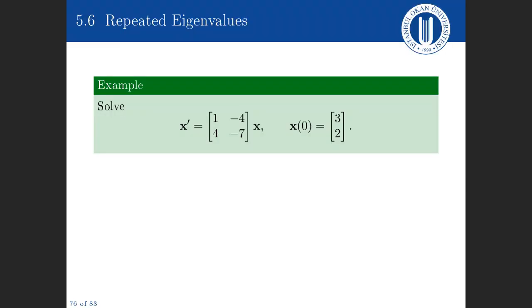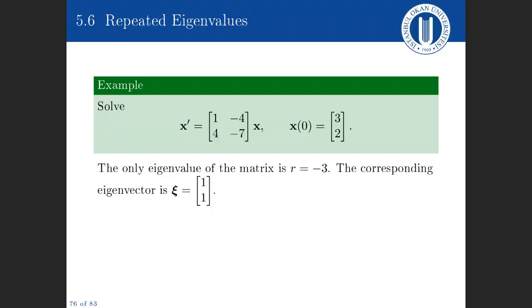Another problem. Solve x prime is 1 minus 4, 4 minus 7x, with the initial condition x of 0 is 3, 2. Step 1, find the eigenvalues and the eigenvectors. And I'm just going to tell you here, there's only one eigenvalue. Here it's -3. And there's only one eigenvector, 1, 1.